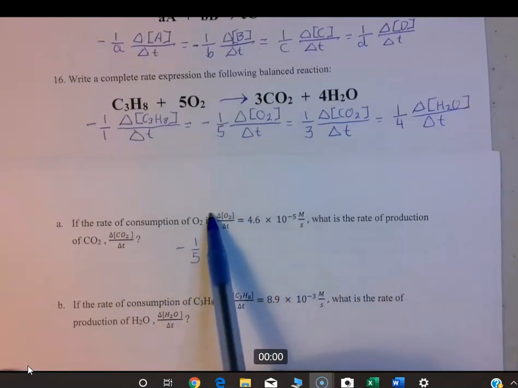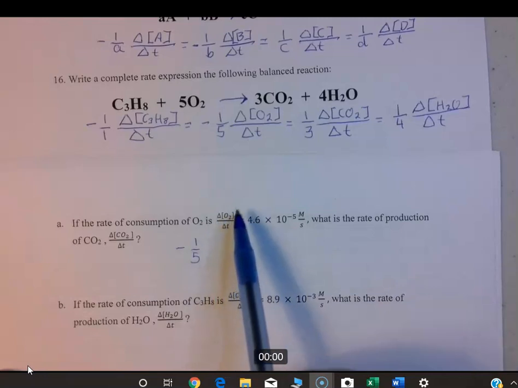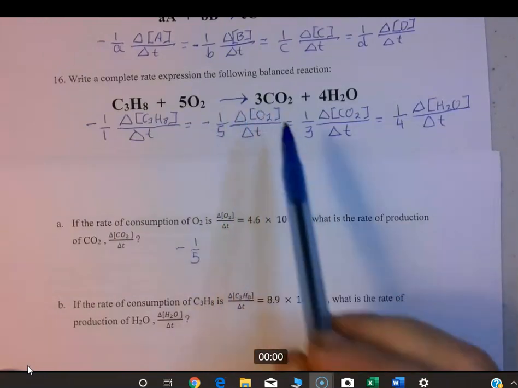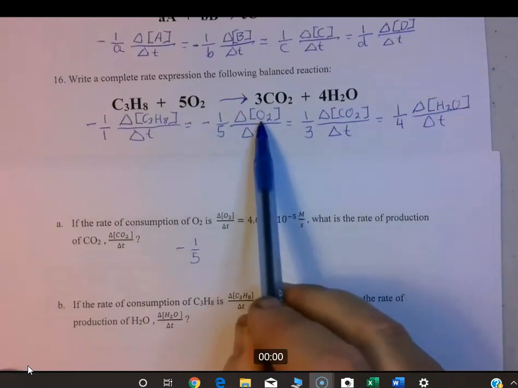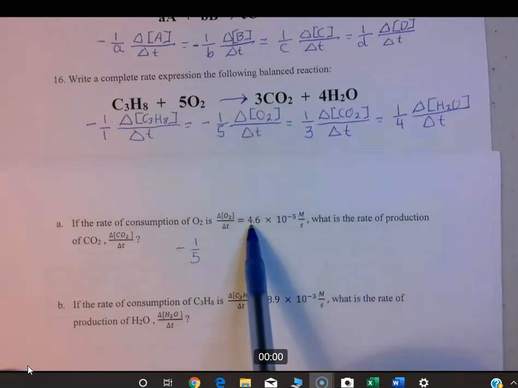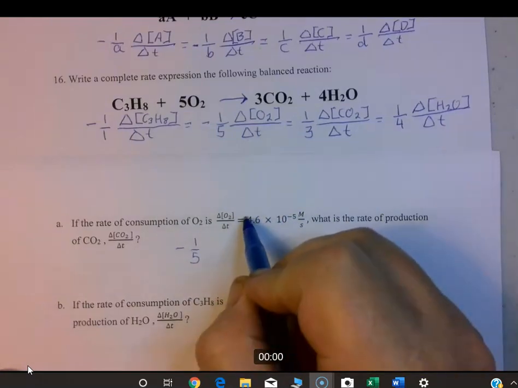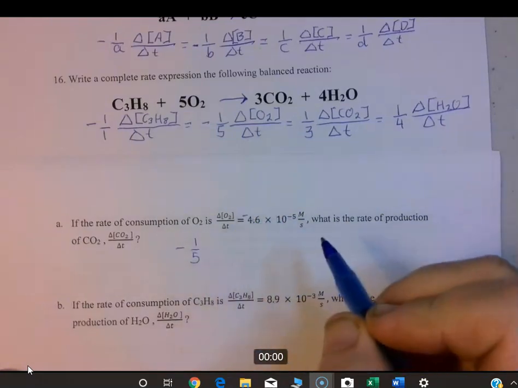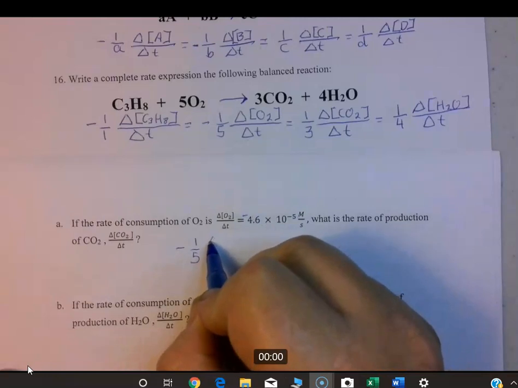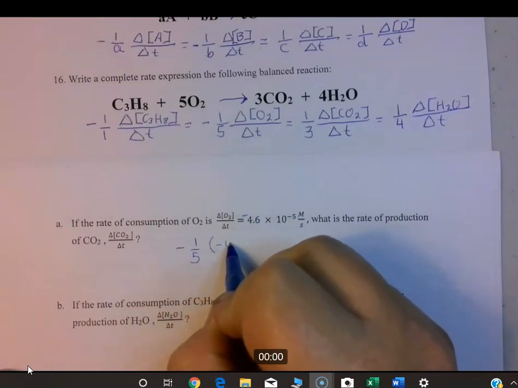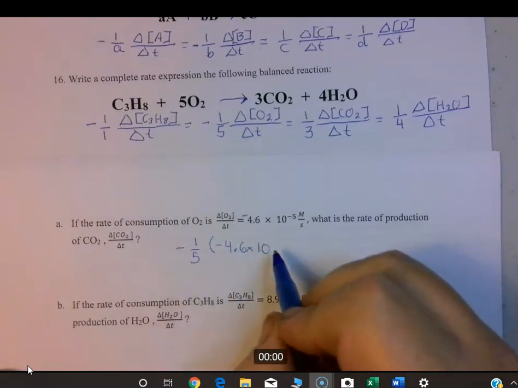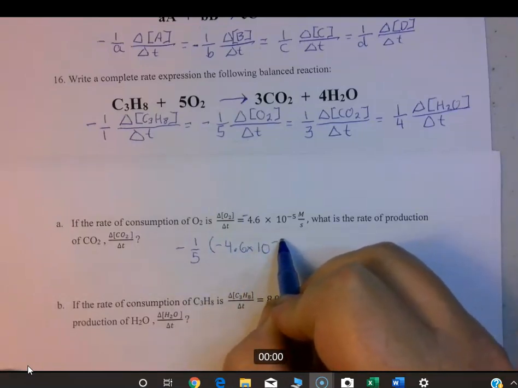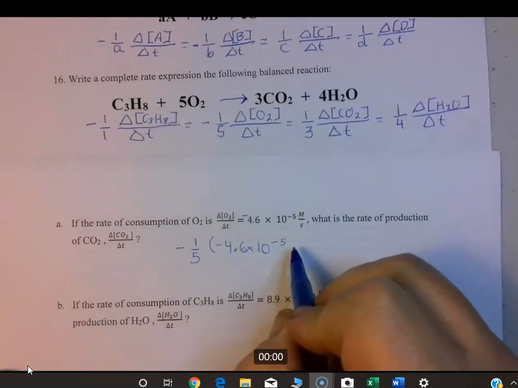And since we say this delta O2 over delta T, that is this term right here, is equal to this. But remember, this is decreasing. So this is really a negative number. There really should be a negative sign in front of it. So I'm going to add that right there, a negative sign. So that's going to be negative 1/5 times negative 4.6 times 10 to the minus 5. And I'm going to leave off the units of measure just to save some space. We know it's going to be molar per second.